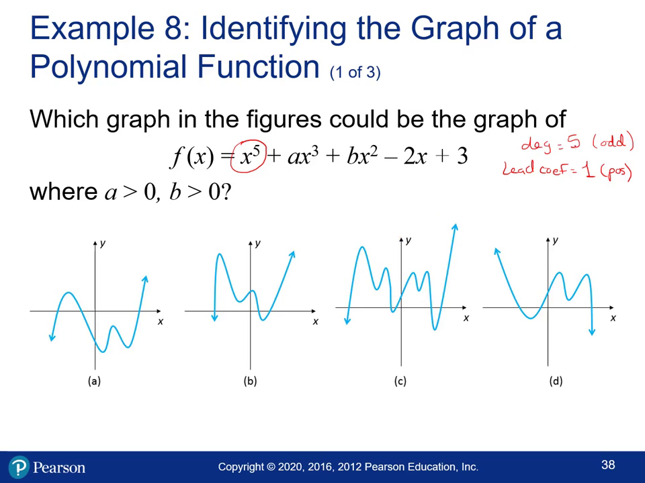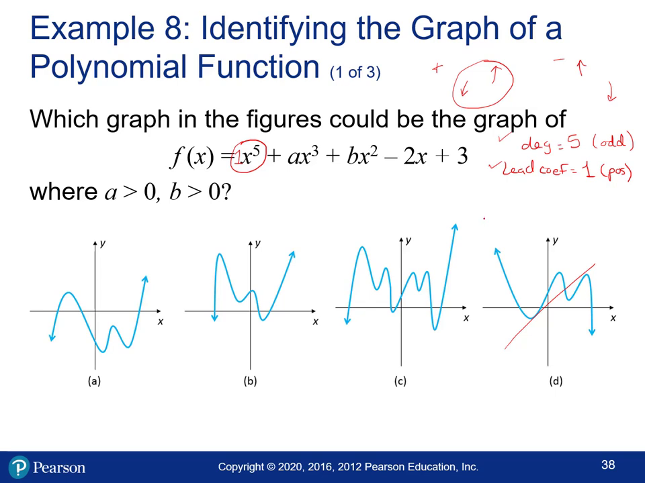Since it's degree 5 and odd, the ends of the graph are going to go down left and up right, or up left and down right. And then because it's a leading coefficient that's positive, an invisible 1 right here, it's going to be this case. This one over here was a negative leading coefficient. So that means I can get rid of choice D. It's not graph D. We used both of these pieces of information so far.